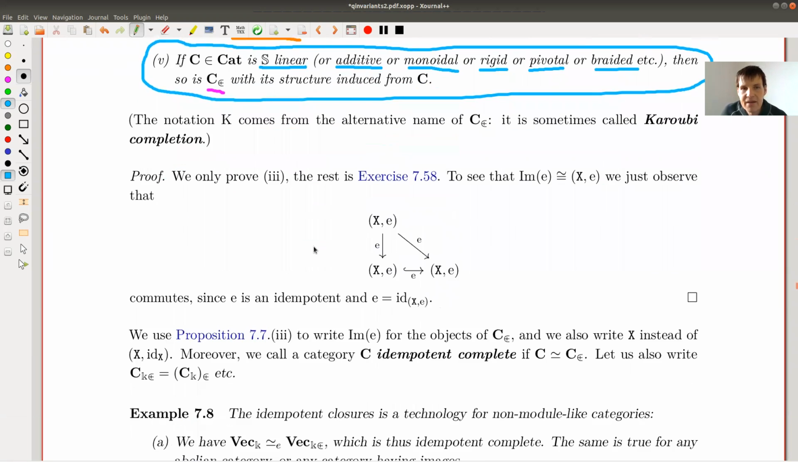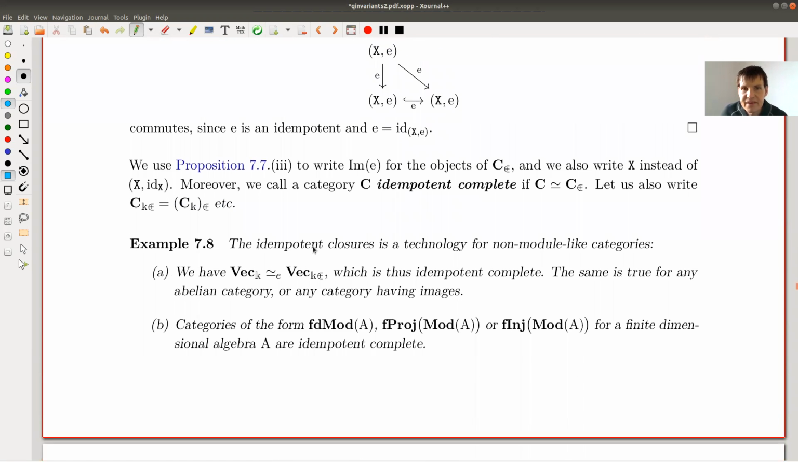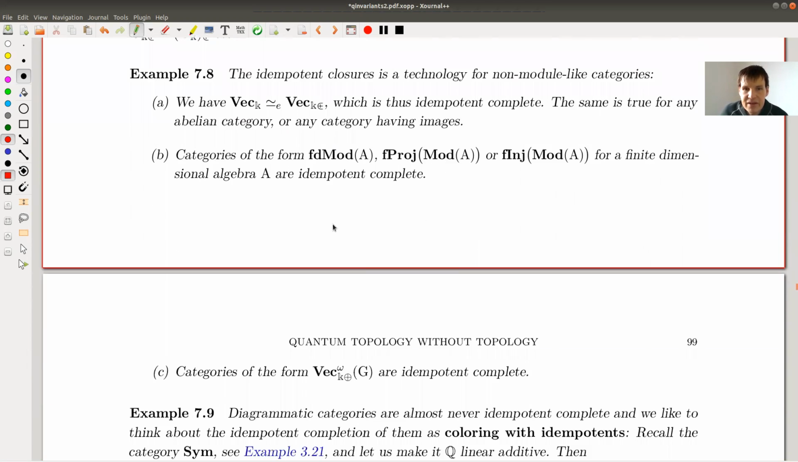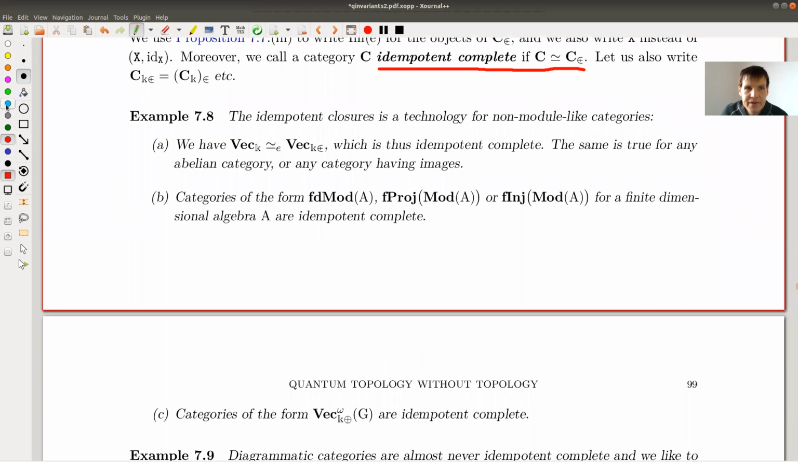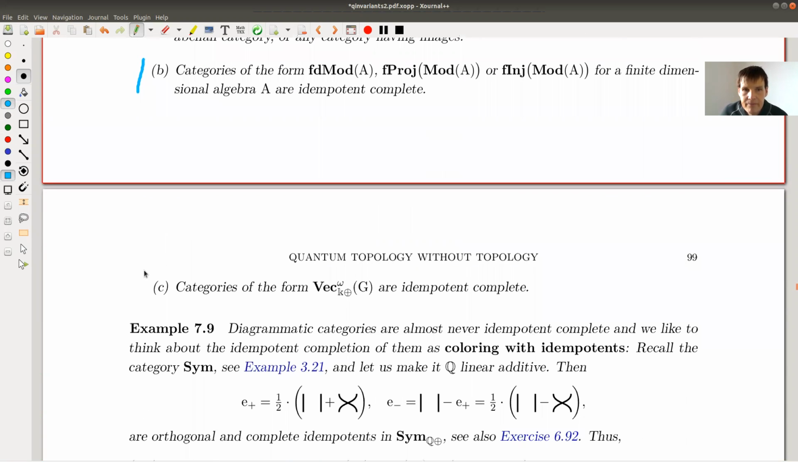Okay. Of course I skipped the proof. It's not very exciting. And because it's a completion, you call something idempotent complete if it's its own idempotent completion, right? So that just means all idempotents have images. And actually, the first examples you would write down, they're all idempotent complete. So vector spaces are idempotent complete, module categories are idempotent complete, G-graded vector spaces are idempotent complete.